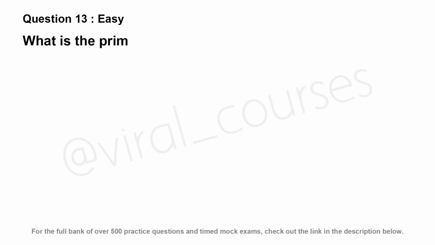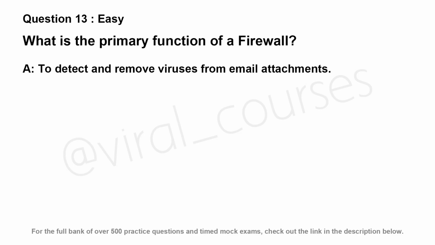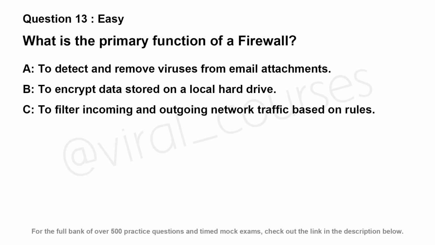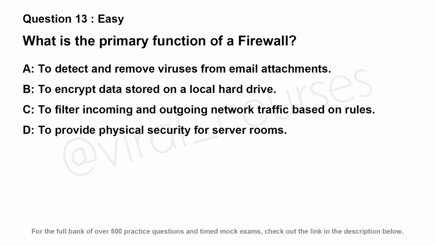What is the primary function of a firewall? Option A, to detect and remove viruses from email attachments. Option B, to encrypt data stored on a local hard drive. Option C, to filter incoming and outgoing network traffic based on rules. Option D, to provide physical security for server rooms.